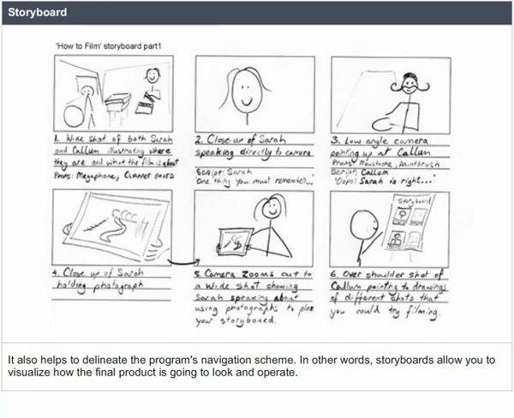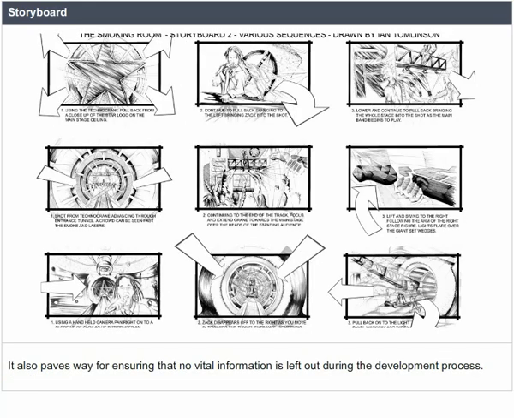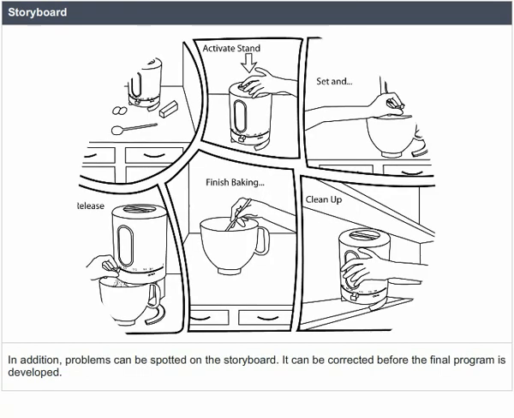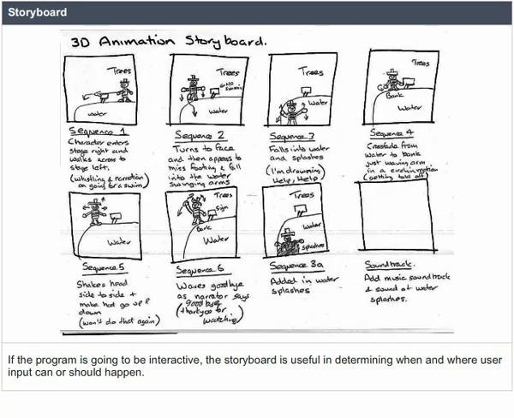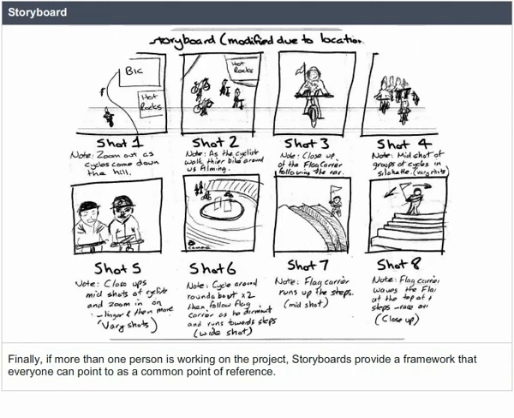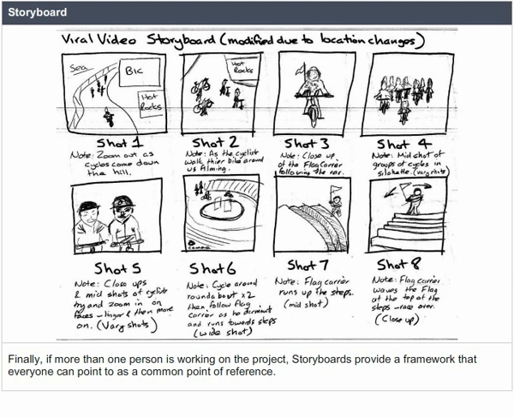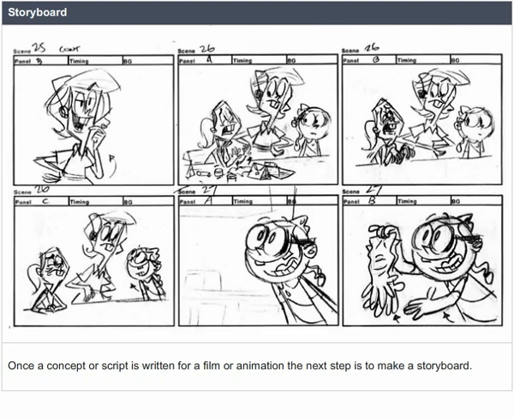It also paves the way for ensuring that no vital information is left out during the development process. In addition, problems can be spotted on the storyboard. They can be corrected before the final program is developed. If the program is going to be interactive, the storyboard is useful in determining when and where user input can or should happen. Finally, if more than one person is working on the project, storyboards provide a framework that everyone can point to as a common point of reference. Once a concept or script is written for a film or animation, the next step is to make a storyboard.